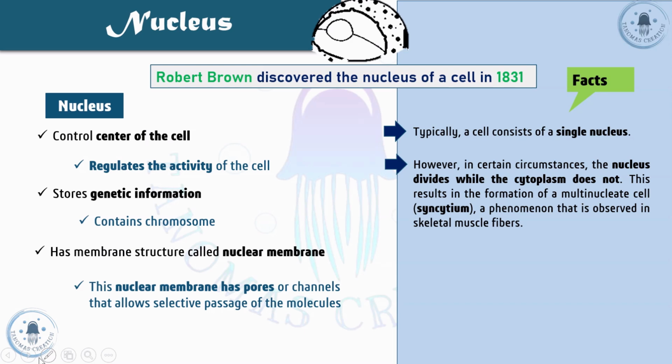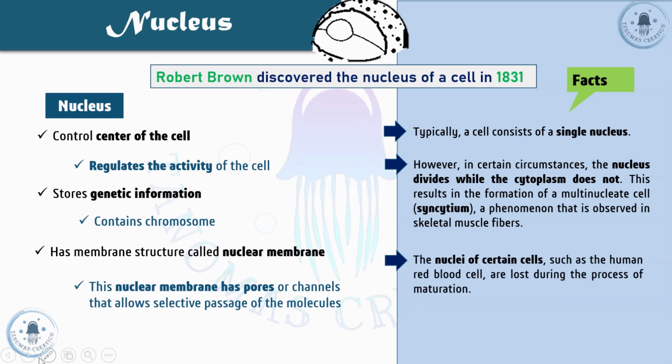So what does it result in? It results in the formation of a multinuclear cell, meaning a cell having multiple nuclei. This formation of a multinuclear cell is called syncytium. This syncytium is not observed in all cells. It is observed only in the skeletal muscle fibers. Now there are certain cells which have an expiry date. All cells have an expiry date, but some have a very short one. By the time they reach the maturation stage, they get lost from the body, they die out. So these are some of the facts related to the nucleus.